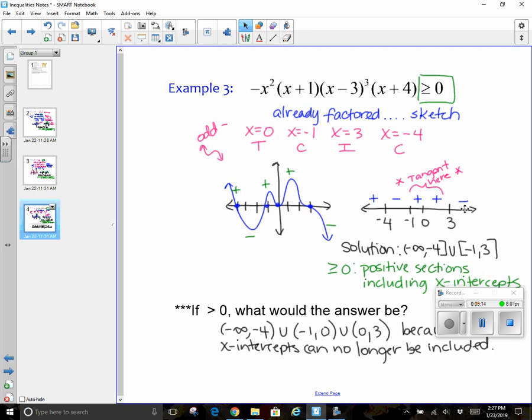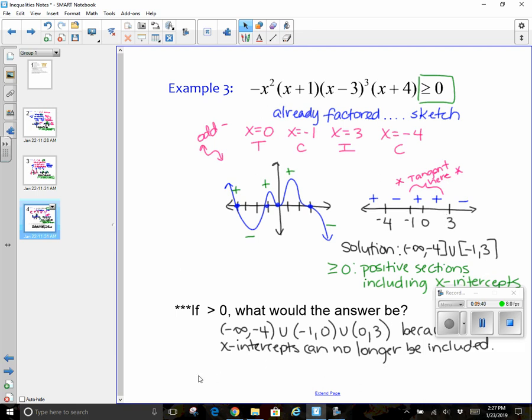That's negative. The inequality was greater than or equal to. So that means we want the positive sections, including the x-intercepts. So I have a positive section here, and then this is a double positive section. So there's going to be 2 intervals. -infinity to -4, use a bracket because you have or equal to, so it includes x-intercepts, and -1 to 3.